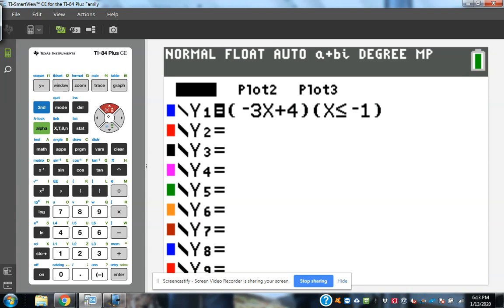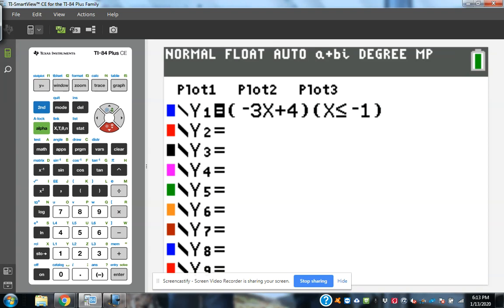Press the up arrow. If it's blackened in like that, press the up arrow and get it blinking, and then just hit enter, and it should change its color. Did it? All right. All right, so I'll put in the first piece.